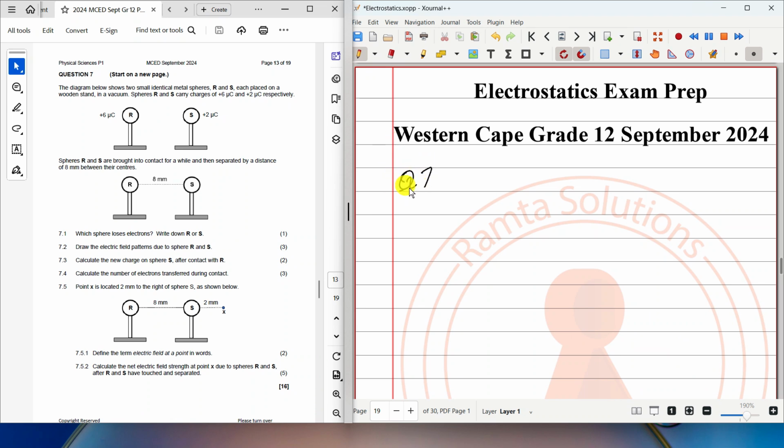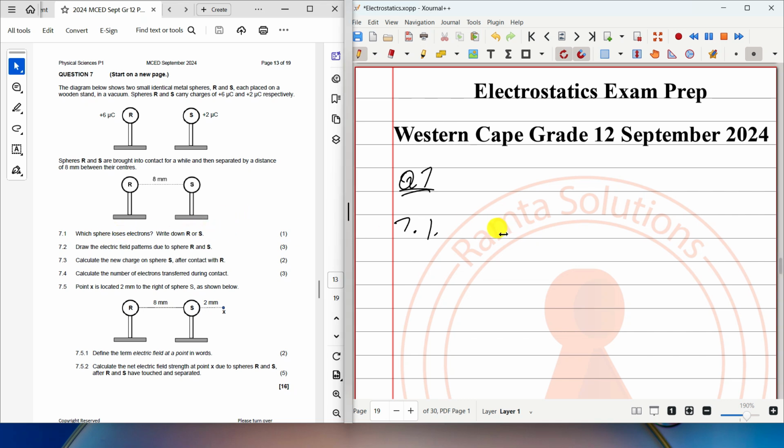Question 7. The diagram below shows two small identical metal spheres R and S, each placed on a wooden stand in a vacuum. Spheres R and S carry charges of positive 6 microcoulombs and positive 2 microcoulombs respectively. Spheres R and S are brought into contact for a while and then separated by a distance of 8 millimeters between their centers.